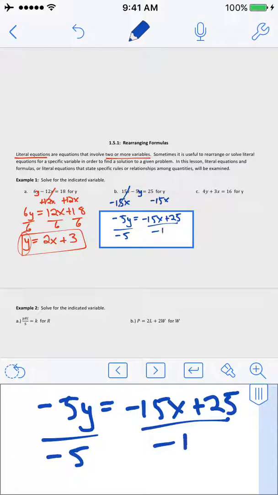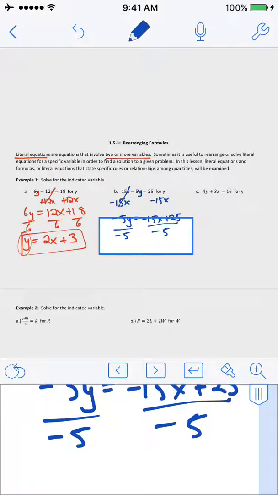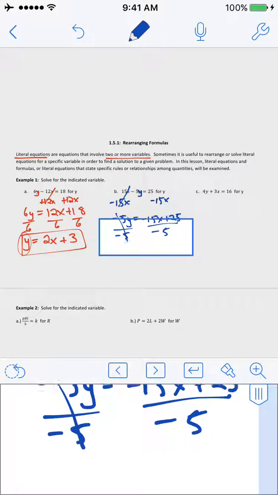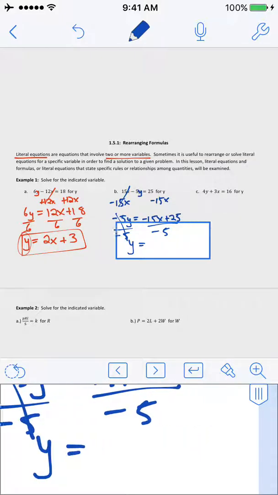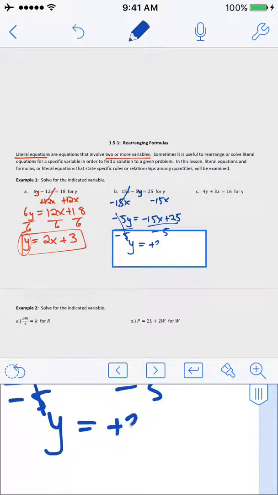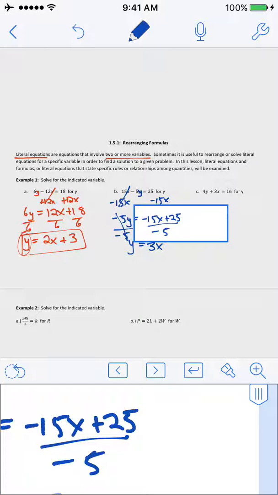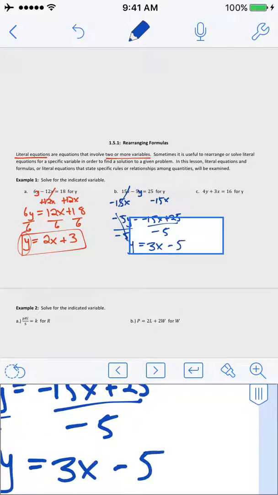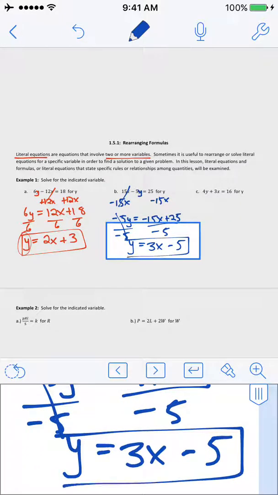Now I just divide by negative 5 to both sides. Those cancel, I'm left with y. Negative 15x divided by negative 5 would be positive 3x. So 3x. 25 divided by negative 5 would be a minus 5, and I get 3x minus 5. Alrighty. Hopefully this is starting to come back to you, right? Starting to come back from the last chapter, making some more sense, right?